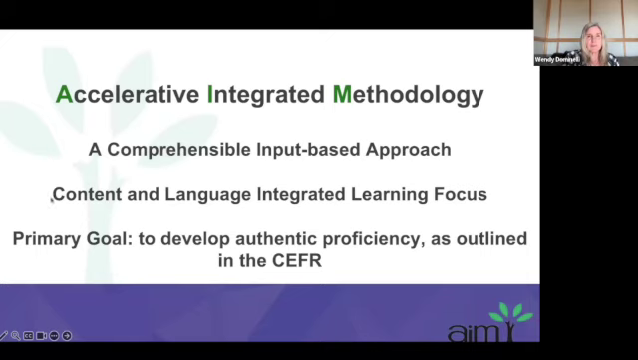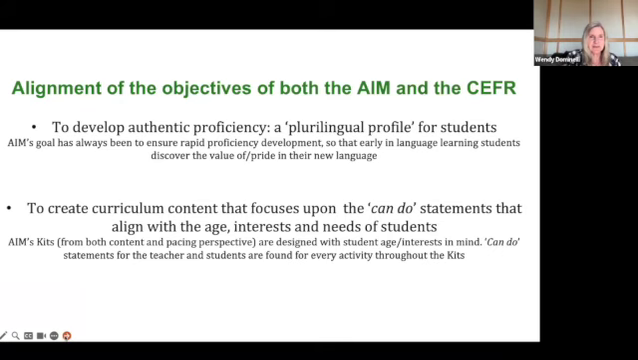And as I mentioned before, our primary goal is to develop authentic proficiency. It always has been the goal of AIM, and it continues to be the goal of AIM.